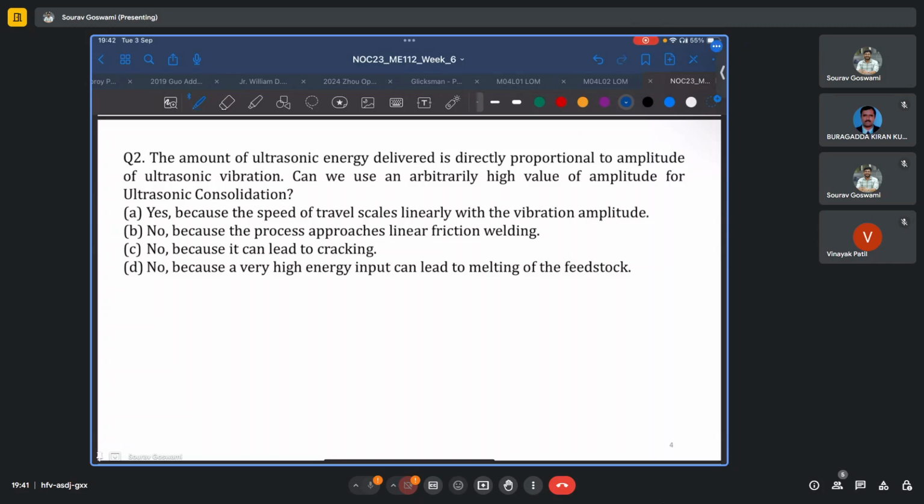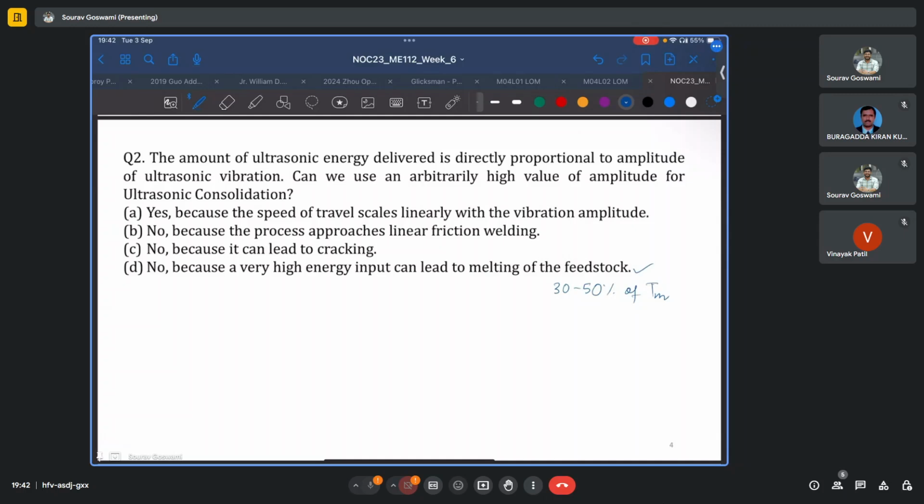So if we go in reverse, we know that a high energy input can indeed lead to melting. We typically want the temperatures to remain within, say, 30 to 50% of the melting temperature. If by giving a very high energy input per unit area, we may approach the melting region, in which case metallurgical compatibility, residual stresses, phase transformations, and several other effects will come into the picture. So we should not really stick with or go up to an arbitrarily high amount of amplitude.